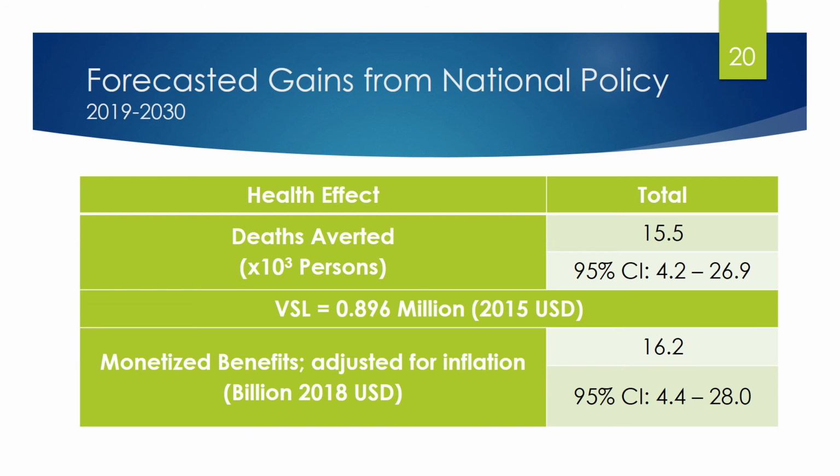And the health benefits that we have estimated, the deaths averted is about 15.5 thousand lives that are saved because of the implementation of this policy, and monetized benefits of about 16 billion riyal. These are discounted to today's terms. So this puts things in perspective as to the benefits of implementing a national air policy focused on PM2.5.